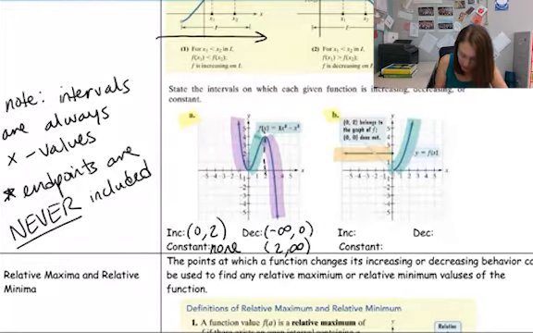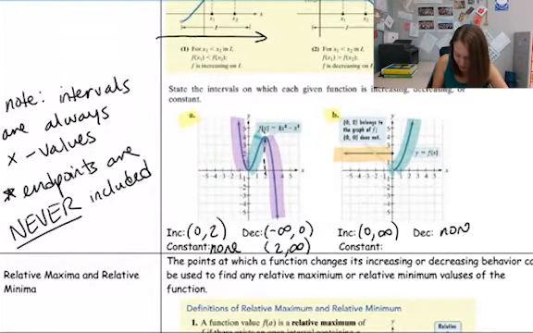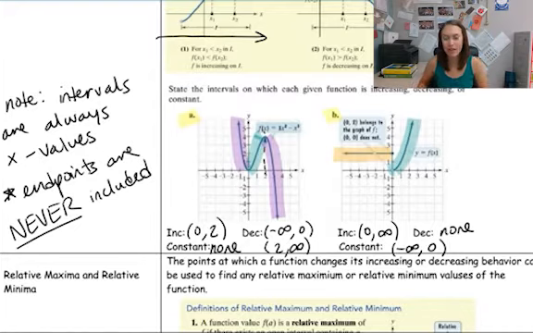Similarly, for B, my increasing interval goes from 0 to infinity. Again, we see that open circle, but with these kinds of intervals, it doesn't matter if we have an open or closed circle. It always is not including our endpoints. Decreasing, I don't have any, and my constant interval goes from negative infinity all the way to 0. Again, I know it's a closed circle there at the end of our constant interval, but we do not include endpoints for these. It's one of the hardest things to remember.